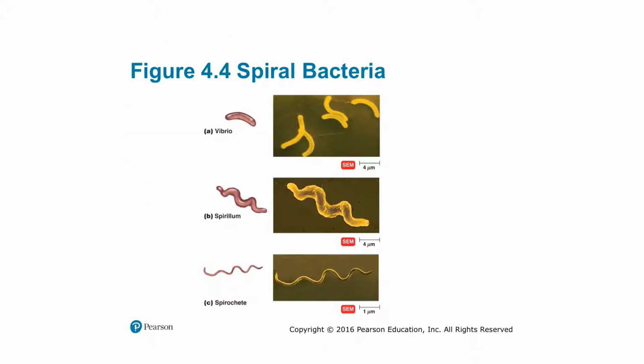So here you can see some Vibrio. Vibrio can take on almost any kind of shape. Generally, you see them as curved rods, but for the most part, they can be almost any type of shape. Spirillum are going to be in spirals, and spirochetes are going to be long, skinny spirals.